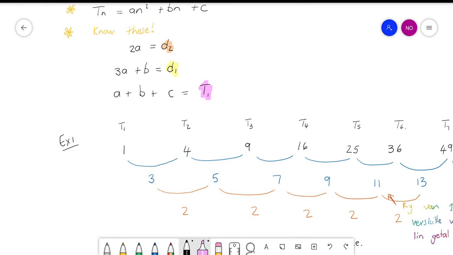Hy is die maklike ene. Julle het al gehoor van hom. Maar gaan hulle vir julle merk. En dan gaan ons hulle stapie vir stapie doen. Okay. D1 is the first term of the first differences. But I'm going to go through them one by one.